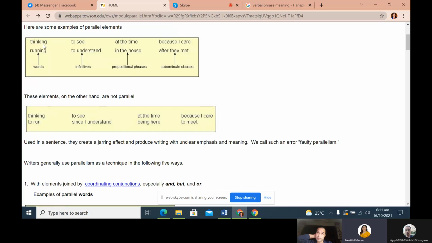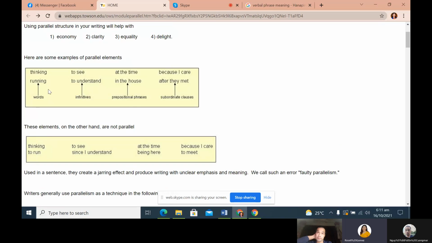What about the examples in the first box? Are they the same in construction? Are they the same in form? Same in form, the way it is being written.